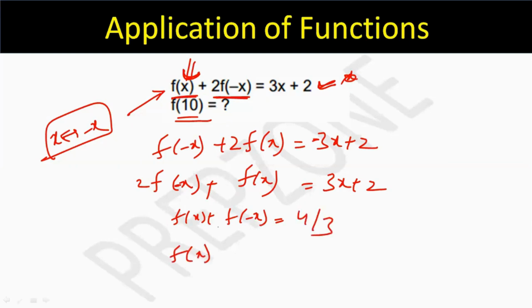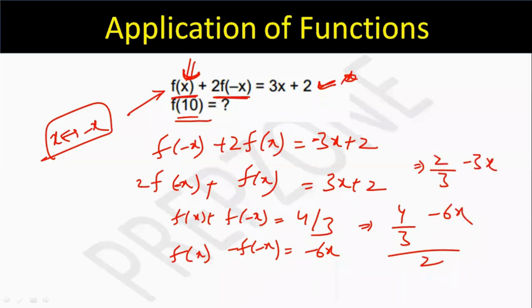And if you just subtract it, fx minus f of minus x will be minus 6x, right? So now fx is nothing but you just add them and divide by 2. So it is 4 by 3 minus 6x by 2. So it is 2 by 3 minus 3x. Now x का value you have to substitute as 10. So it is 2 by 3 minus 90. Sorry, minus 30. So it is nothing but minus 88 by 3 is the answer.